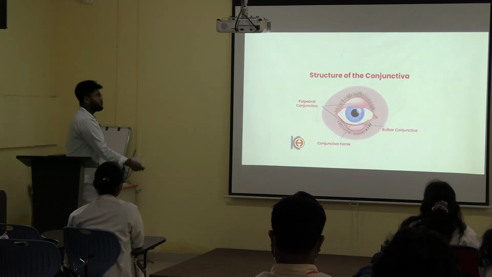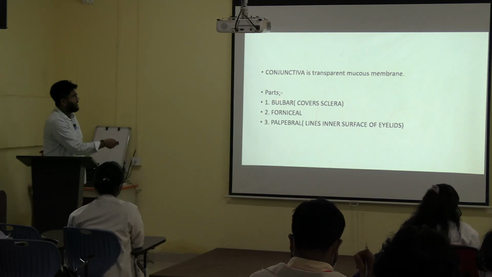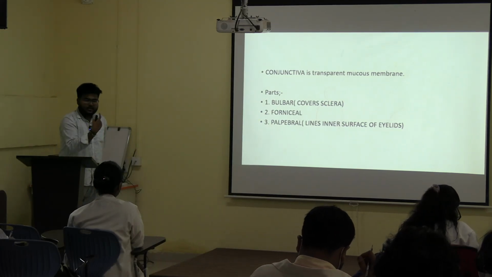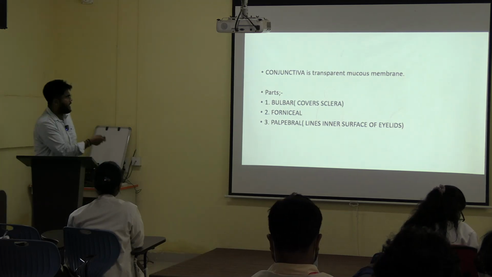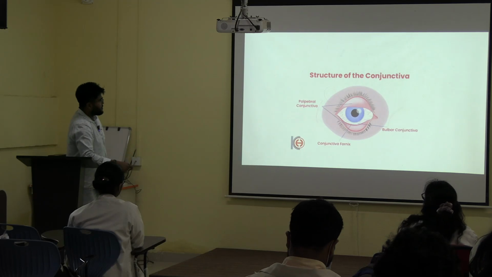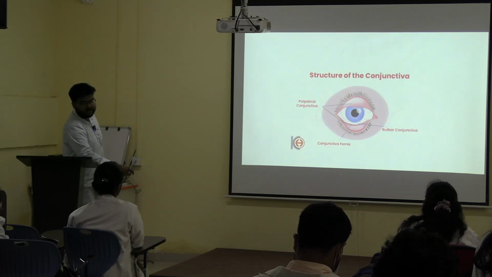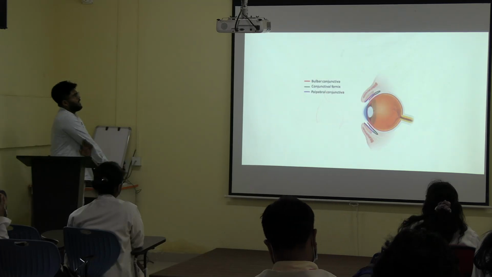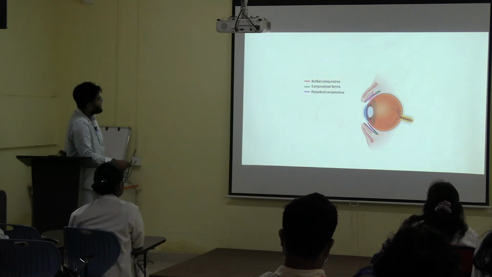So conjunctiva is the transparent mucous membrane. The bulbar part covers the sclera, next the fornix is the demarcated part, and next is the palpebral part, which is mainly the red part. If you look at the cross section of this diagram, you can see this is the bulbar part, this is the conjunctiva, and this is the palpebral part.